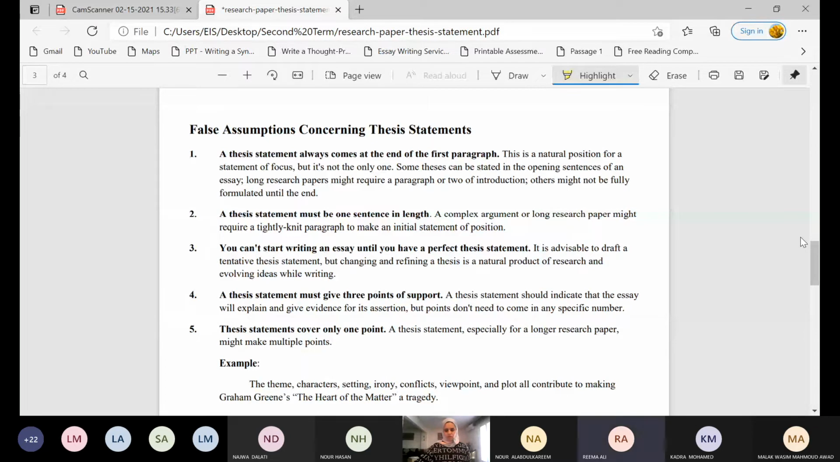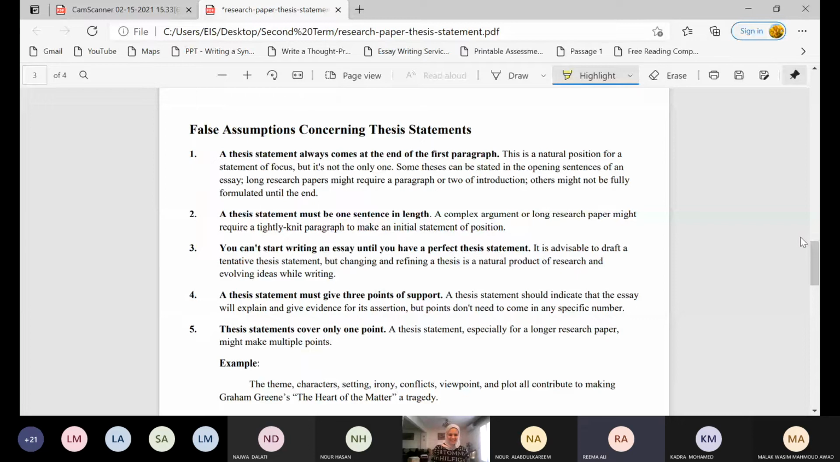Hello? Yes. Continue, Rima. A thesis statement must be one sentence in length. A complex argument or long research paper might require a tightly knit paragraph to make an initial statement of position. Yes. So a thesis statement must be one sentence in length. What do you think of it, Rima? Yes. It is a false assumption.